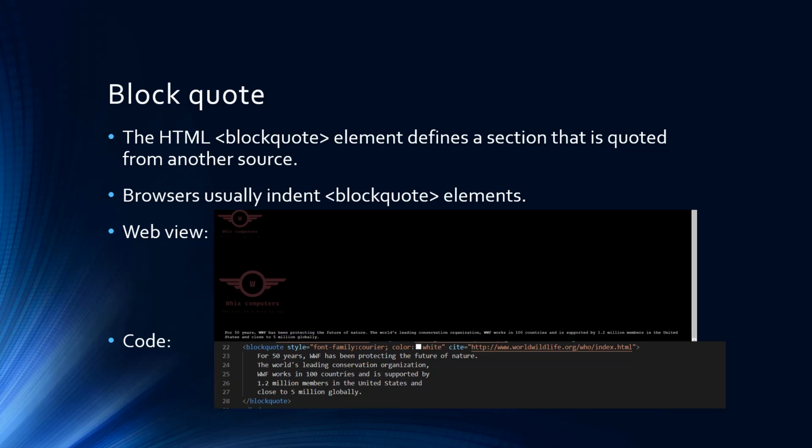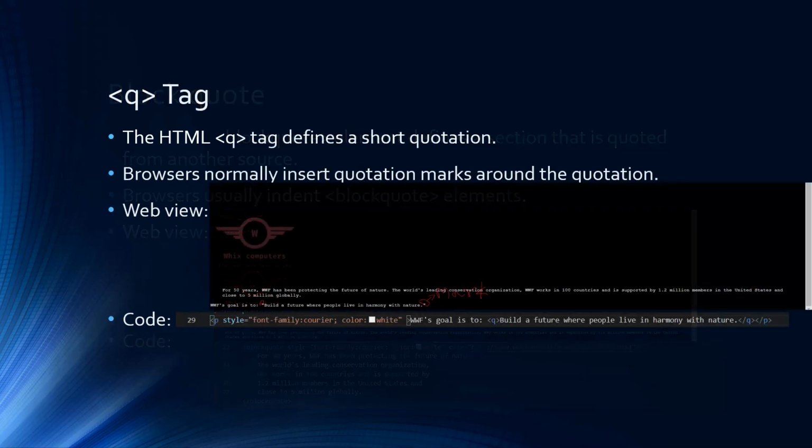Now we'll move on to the next one, which is the q tag. The HTML q tag defines a short quotation. Browsers normally just insert quotation marks around the quotation. And have a look at the web view and the code. You will see that I have marked it also for you.